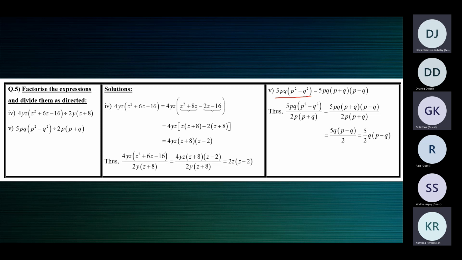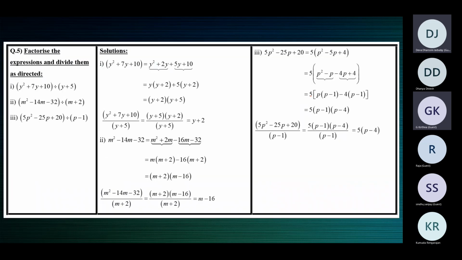In the fifth one, this is the numerator. 5pq of p square minus q square is the numerator. Now, how can this be factorized? P square minus q square can be written as p plus q into p minus q, correct? Yes, ma'am.